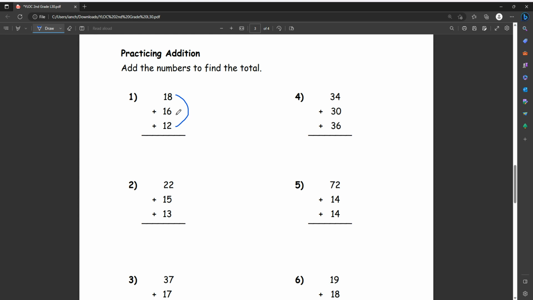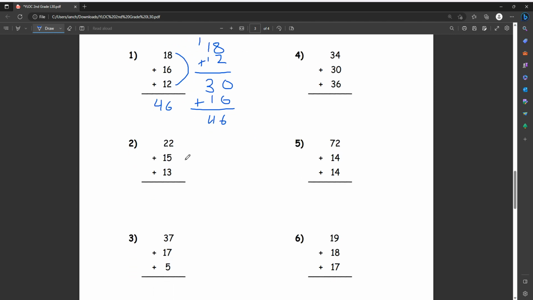So 8 plus 2 equals 10, and that leaves us with our ones being a 0. So if we do 18 plus 12, it becomes 10, and then now it's 1 plus 1 equals 2, and then plus this 1 equals 3, so it's 30. Now we just add this 16, and it becomes 46. 6 plus 0 equals 6, and 3 plus 1 equals 4, so 46. It's just an easier way to do it, but you don't have to.